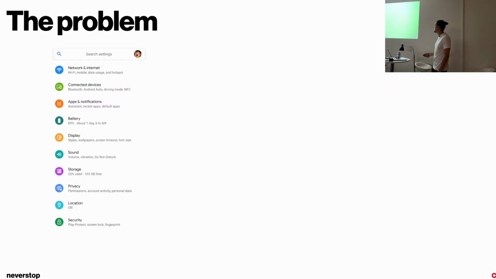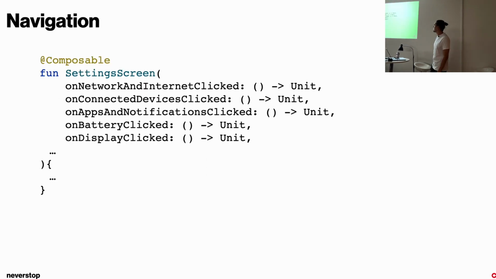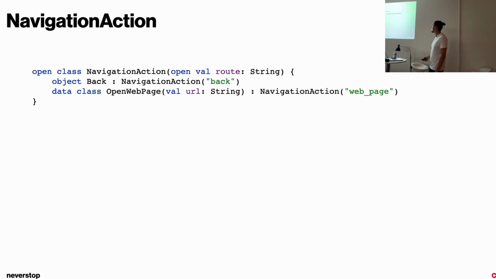And what was the problem that we encountered, for example, on a settings screen? Well, we would need to pass in a lambda for each of the buttons, which in this case means 10 lambdas. And how would that look as a composable? There would just be too many parameters. Yeah, this is a wrong approach. How did we solve that? Well, we chose to only pass one lambda on navigation action and pass in some settings to navigation action in this case. So let's see what this navigation action is.